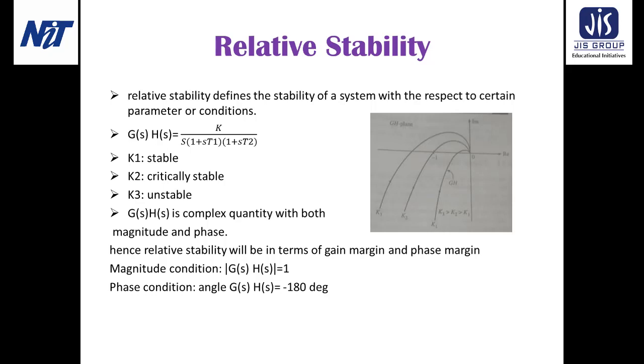So first, for the magnitude condition, we are considering the -1 plus J0 point, the critical point, or the 0 dB line for the Bode plot. If we use the Bode plot, then we will consider it in dB, and if we use the polar plot, then we will consider the -1 plus J0 point, and for the phase plot, the angular reference will be the -180 degree line.